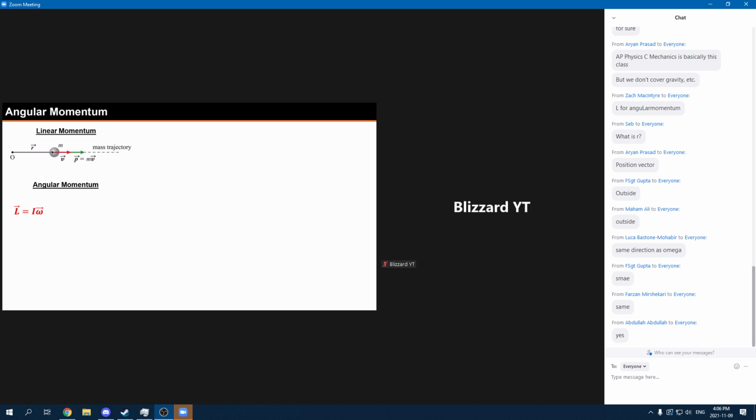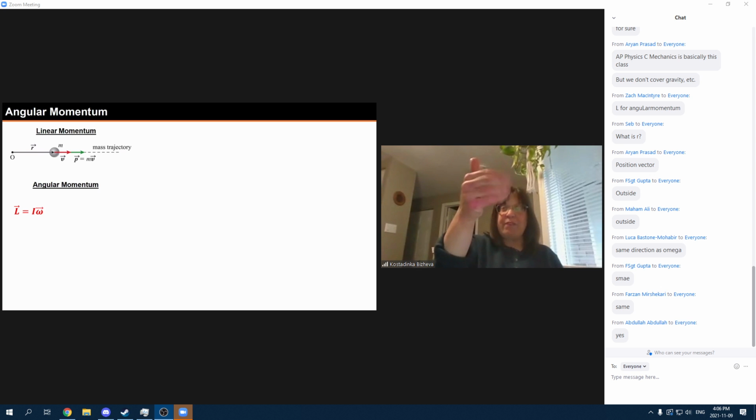Okay, so again, if you have an object that is spinning around, as the fingers of my right hand are showing, then my thumb is going to be showing the angular velocity vector sticking out of the plane of rotation. And then the angular momentum for that object is going to be a vector in the same direction as the thumb is pointing.